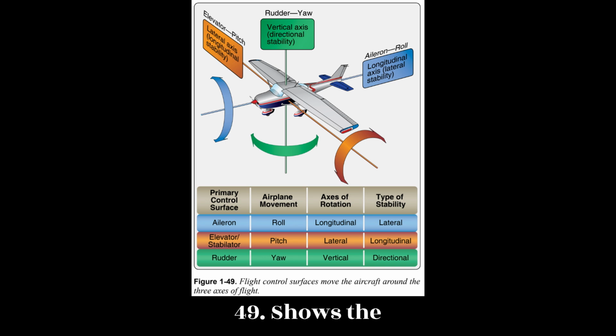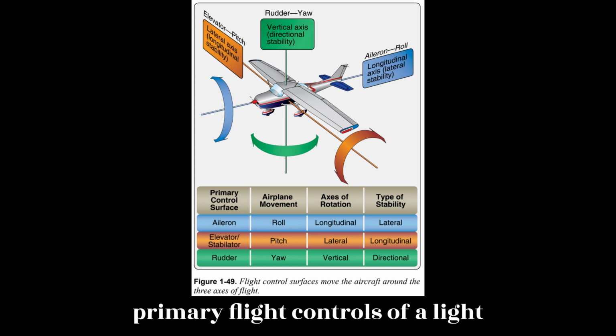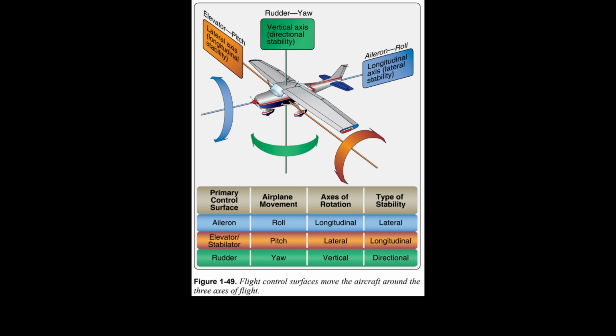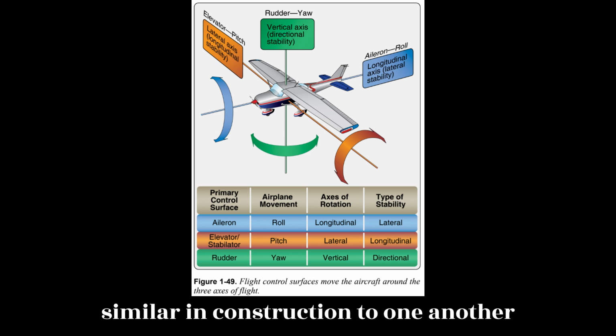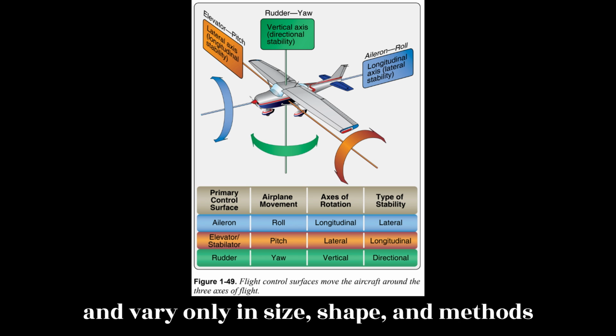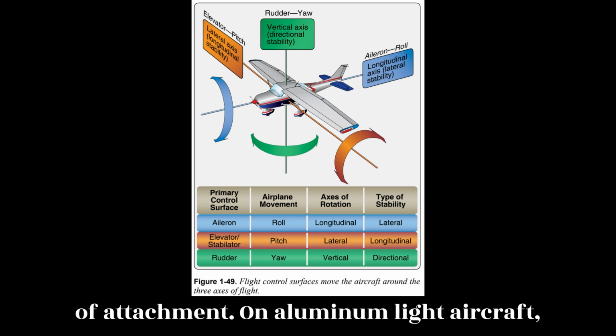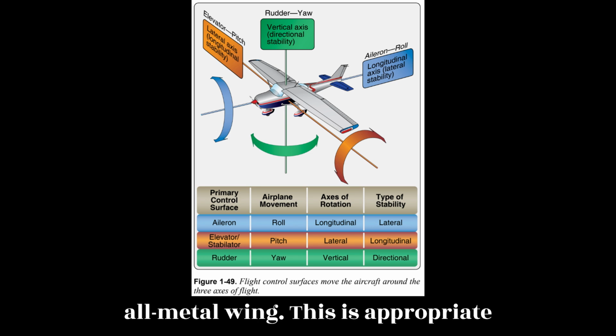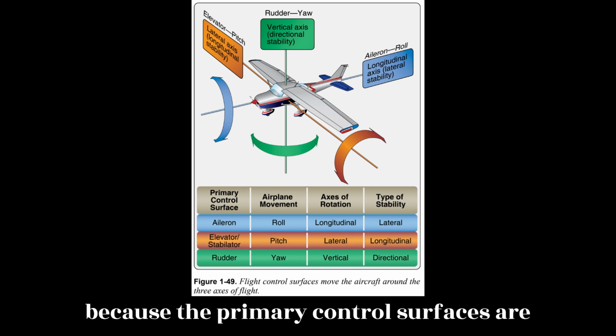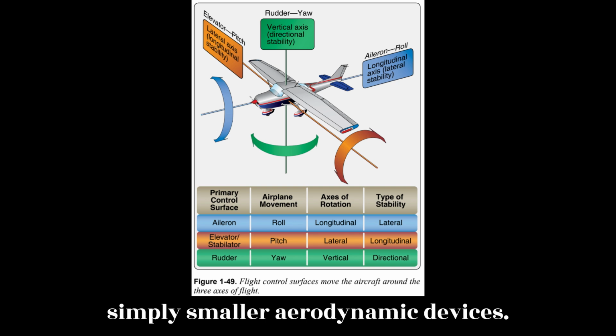Figure 1.49 shows the primary flight controls of a light aircraft and the movement they create relative to the three axes of flight. Primary control surfaces are usually similar in construction to one another and vary only in size, shape, and methods of attachment. On aluminum light aircraft, their structure is often similar to an all-metal wing. This is appropriate because the primary control surfaces are simply smaller aerodynamic devices.